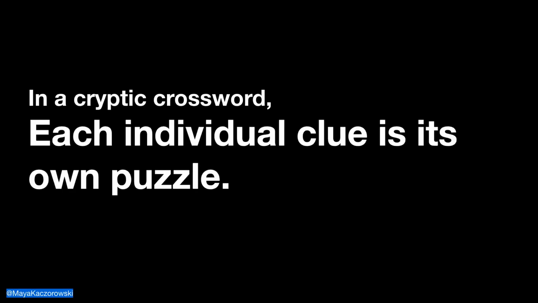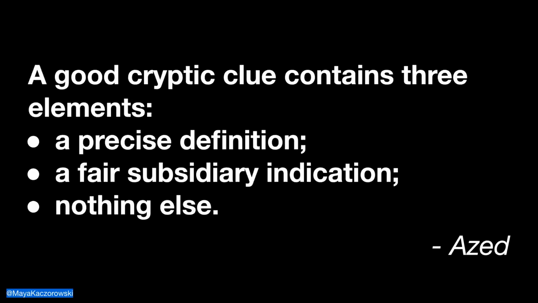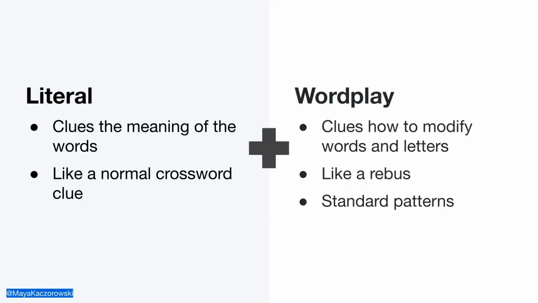So what is a cryptic crossword, and why is it hard for you to solve if you're normally good at crosswords? What's different? Well, a cryptic crossword is basically a normal crossword puzzle, but each individual clue in and of itself is its own puzzle, right? That sounds crazy and confusing, and it is, and that's what makes it fun to solve. A famous puzzle setter, Zed, said, a good cryptic clue contains 3 elements: a precise definition, a fair subsidiary indication, we'll get into what that means in a second, but we'll call that wordplay, and nothing else. There should be nothing else in the puzzle to confuse you.